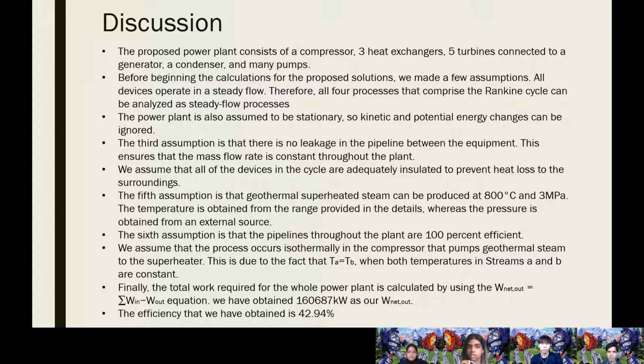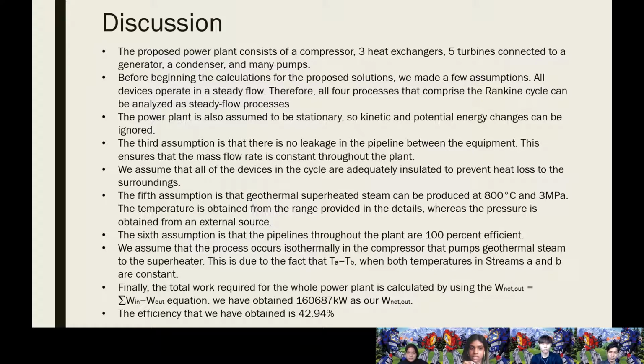Next, there is no leakage in the pipeline between the equipment. This ensures that the mass flow rate is constant throughout the plant. We assume that all of the devices in the cycle are adequately insulated to prevent heat loss to the surroundings. The fifth assumption is that geothermal superheated steam can be produced at 800 degrees Celsius and 3 megapascal. The temperature is obtained from the range provided in the details, whereas the pressure is obtained from an external source. The sixth assumption is that the pipelines throughout the plant are 100% efficient.